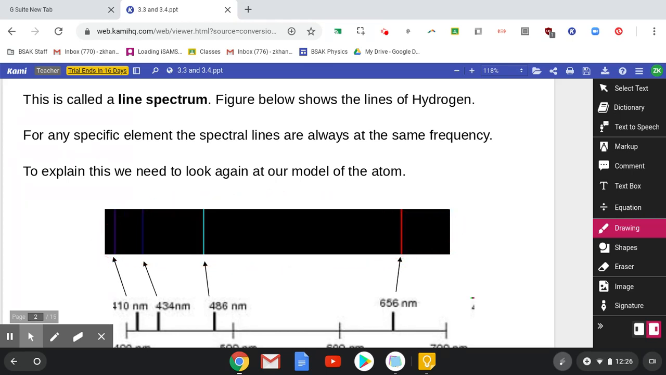So we don't have all of the colors. We've just got a line here, a line here, a line here, and a line here. Now, we know that each is a line corresponding to a specific wavelength, and that one is a different one, that a different one, and that a different one.